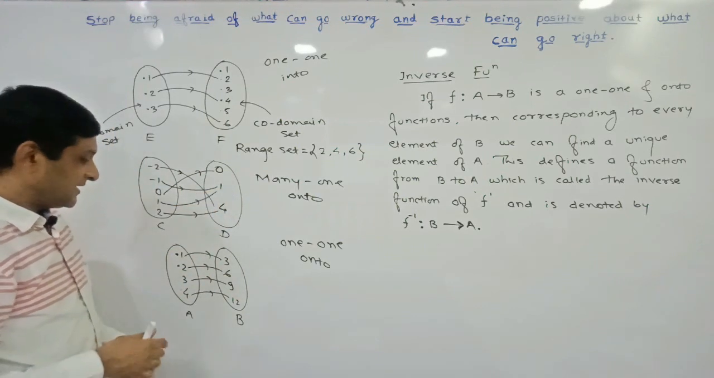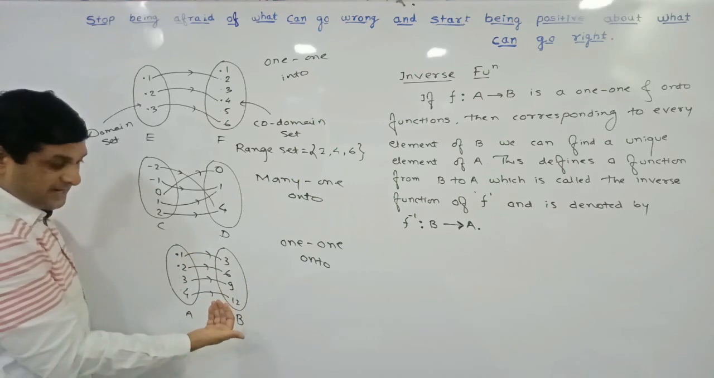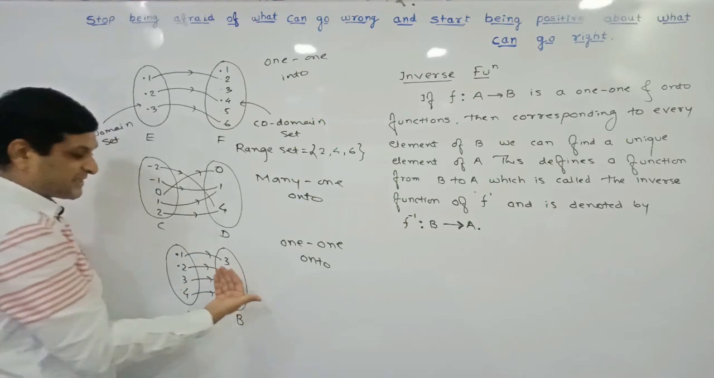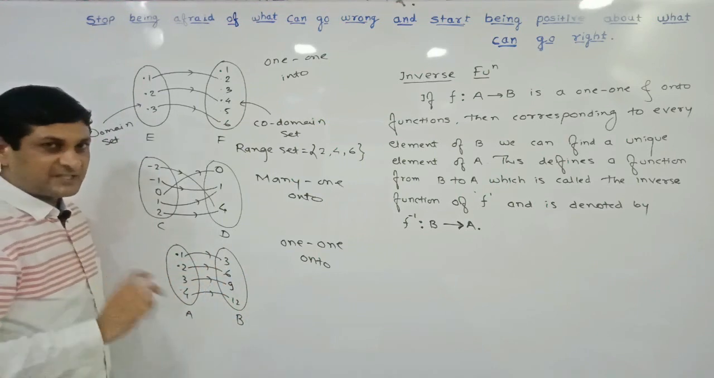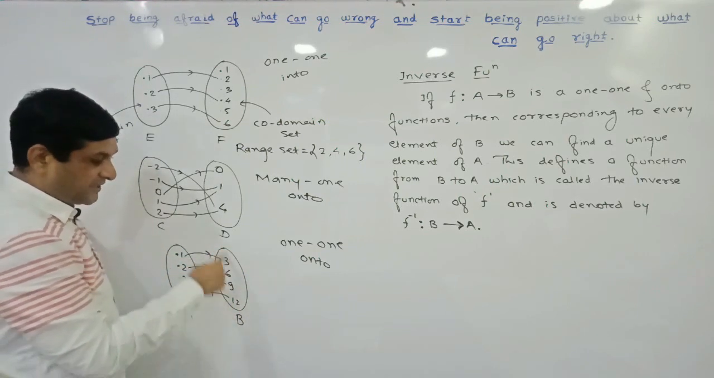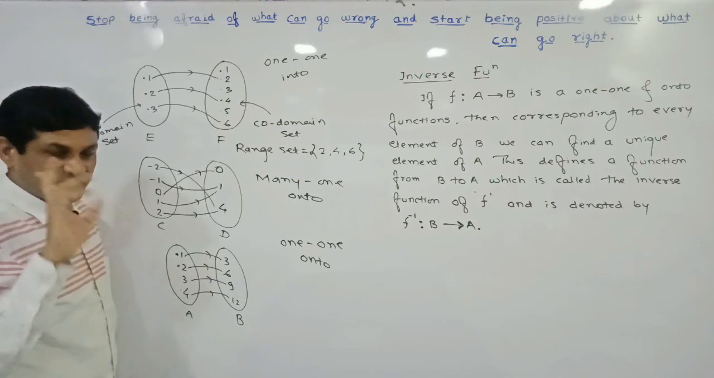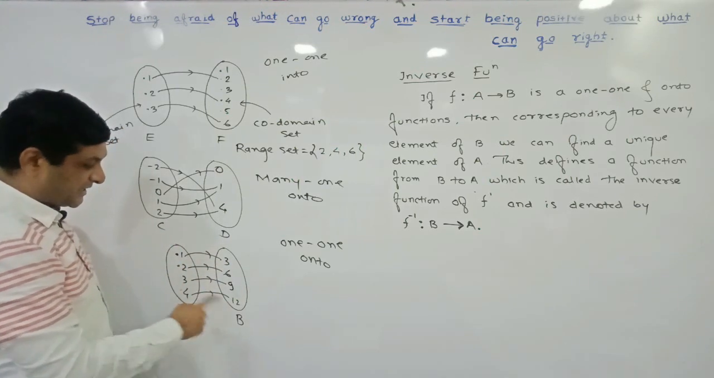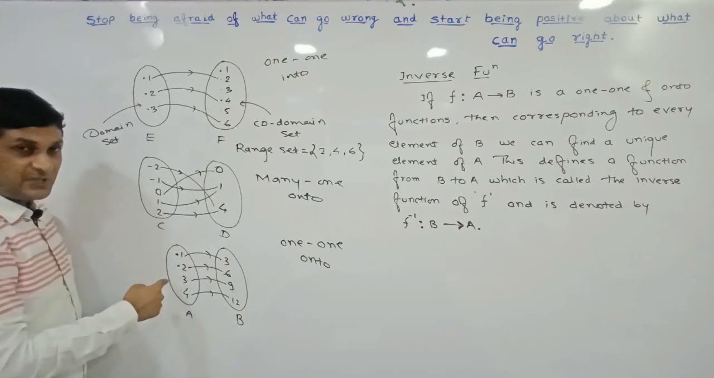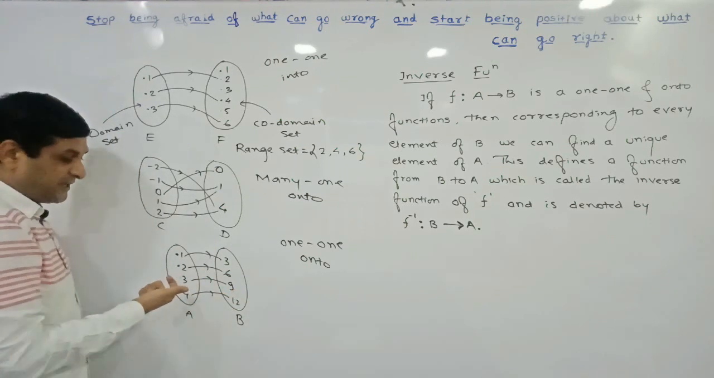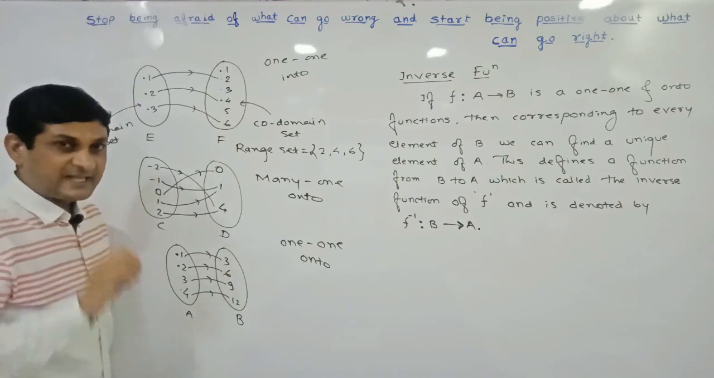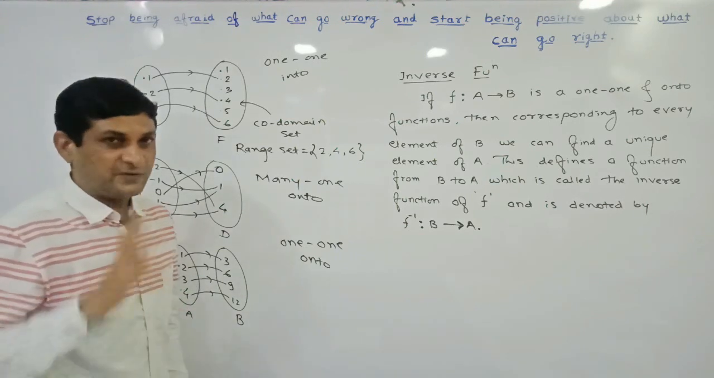Now in this case we are checking whether the function from set B to set A exists or not. Check that every element of set B is related. Yes, the first condition is satisfied. The second is what? With one and only one element of set A. Yes, so here a function from set B to set A can be defined, and such a function, if it exists, is called what? Inverse function.